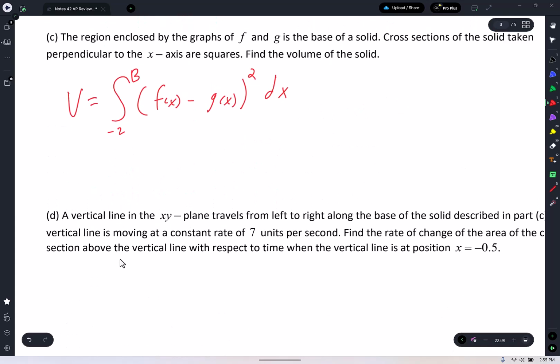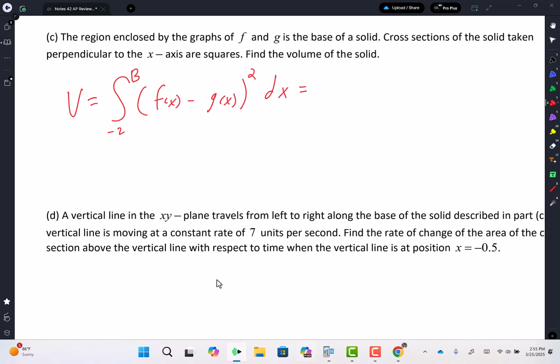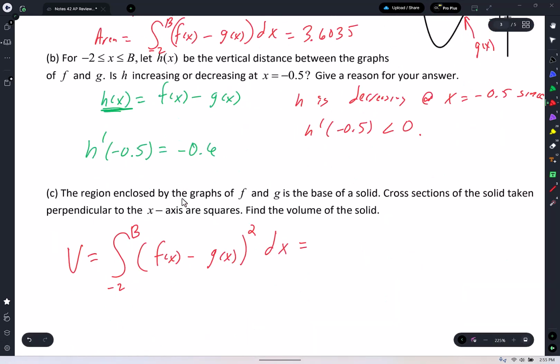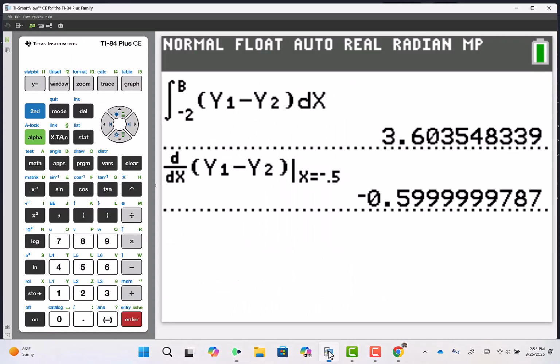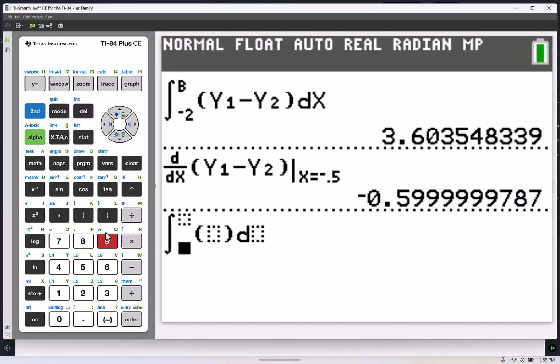All right, take the calculator. And this is why it's a calculator question. So this is a calculator question, right? Yeah, calculator active. So here we go. Math 9. Guys, make sure to practice with me. Negative 2 to b. Open parenthesis, alpha trace y1 minus alpha trace y2.